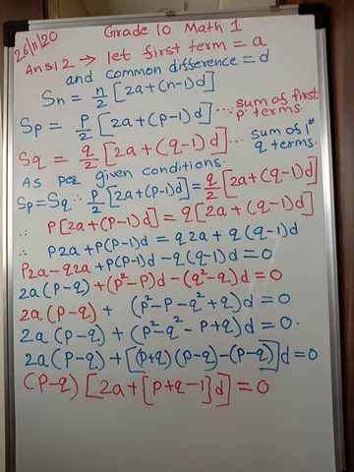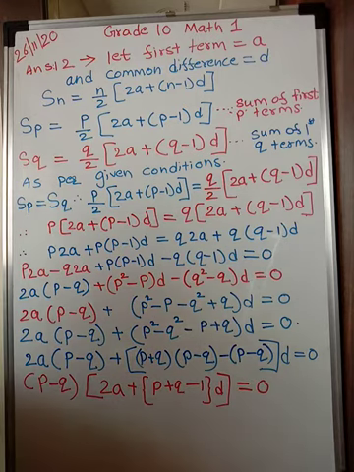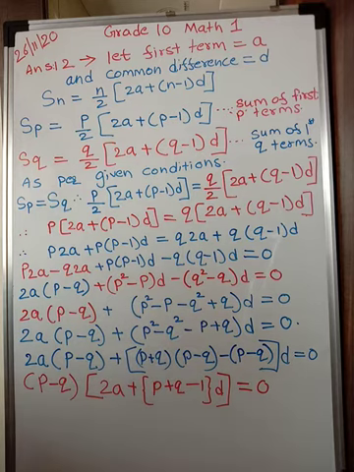Yes, problem set 3, question number 12. Now see what the question is. If the sum of the first P terms of an AP is equal to the sum of the first Q terms, then show that the sum of its first P plus Q terms is 0, where P is not equal to Q. Now see first of all what is given.